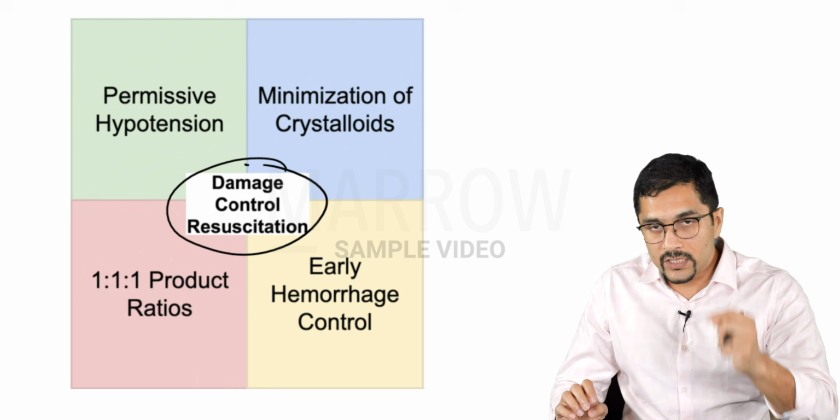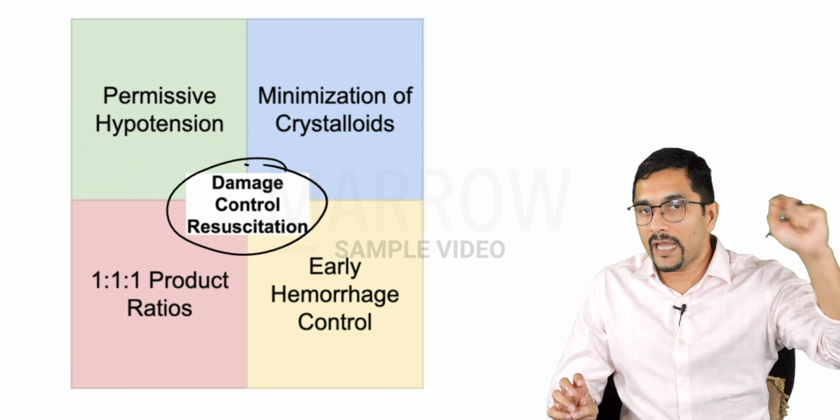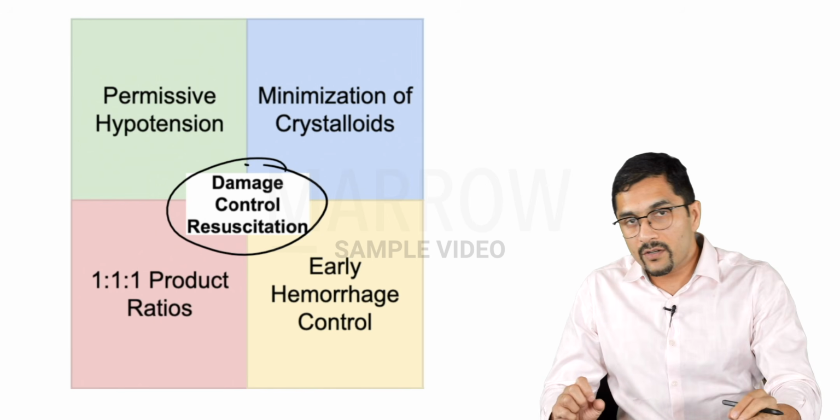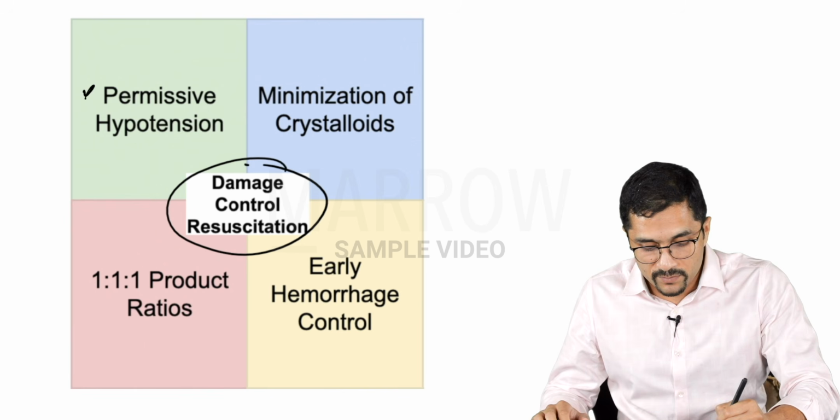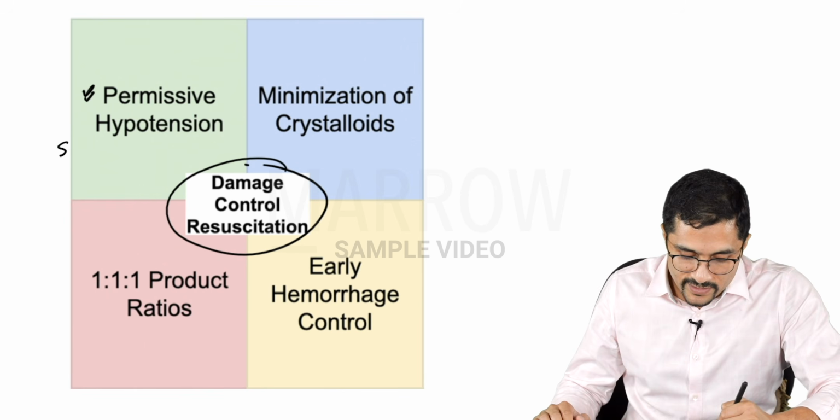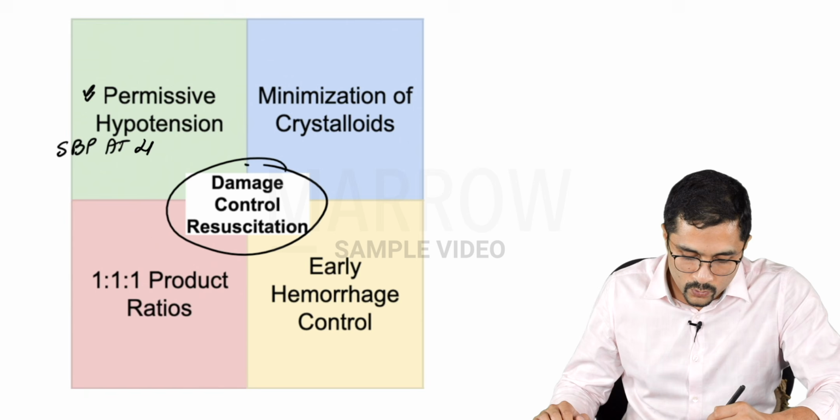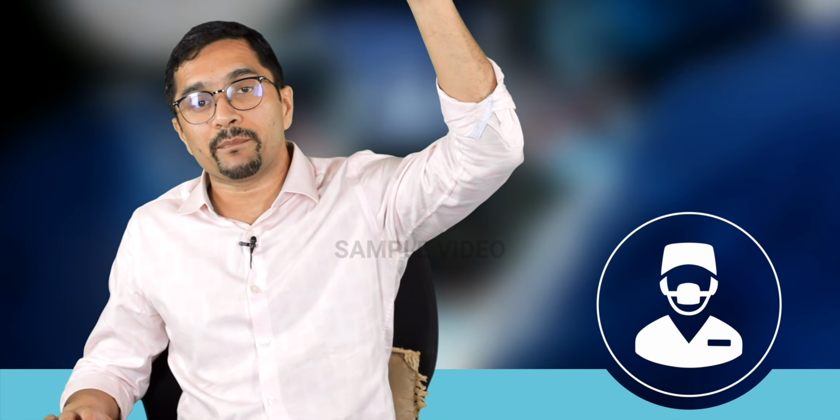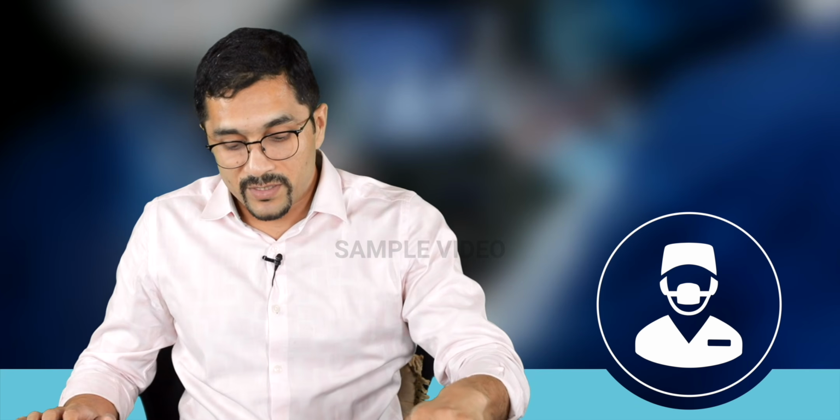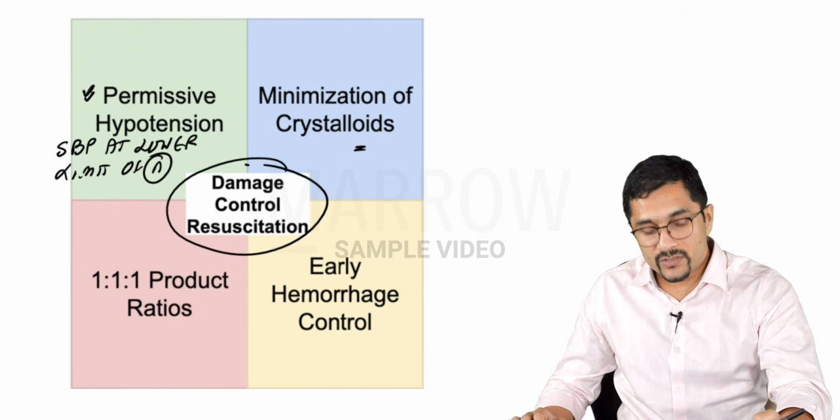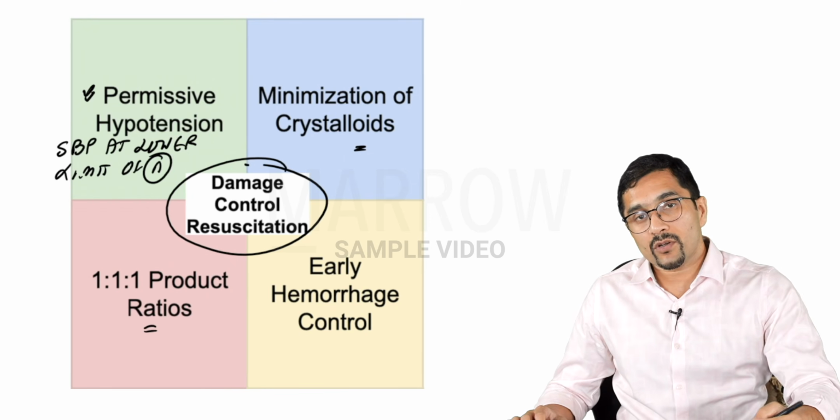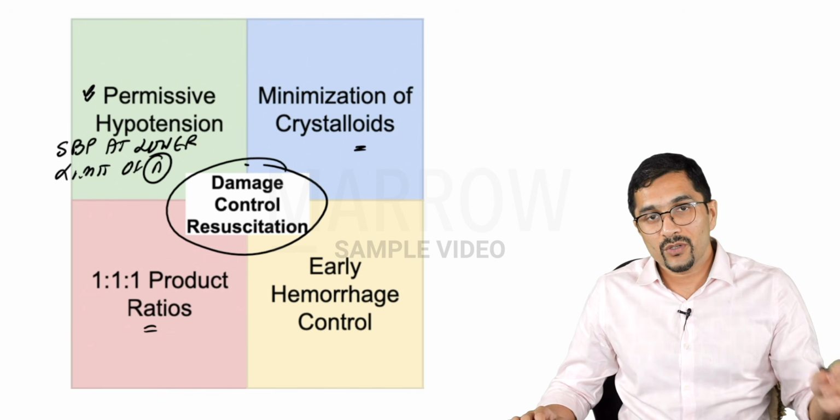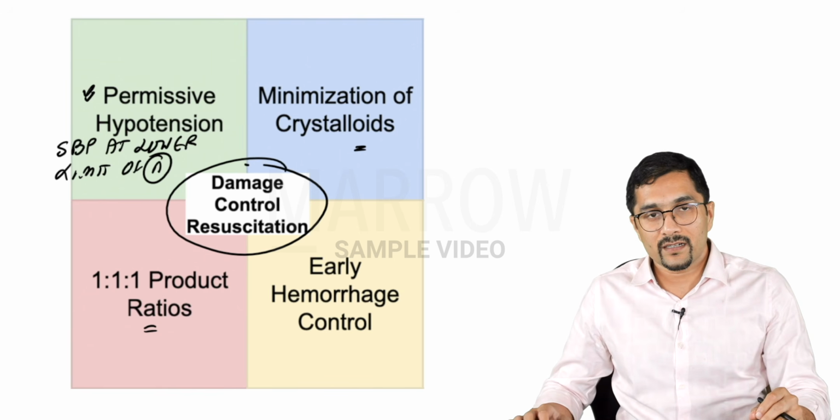Damage control resuscitation, this I had covered in the shock module. Hypovolemic shock also I have covered. I'll repeat it quickly. It is permissive hypotension, which means we keep the systolic BP at the lower limit of normal. The reason is that if I suddenly raise the BP, the tear in the vessel can also increase. So we keep it at the lower limit of normal. We minimize the use of crystalloids, use blood products in a 1:1:1 ratio to prevent coagulopathy, and early hemorrhage control should be done.